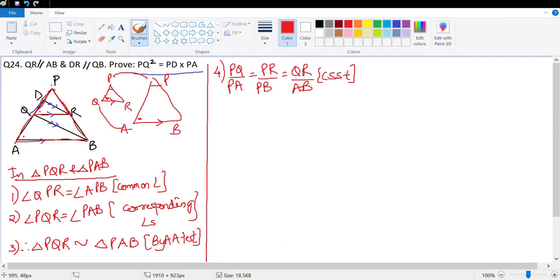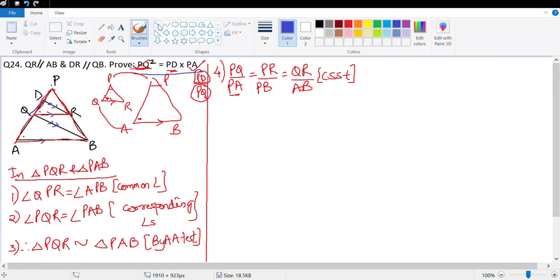I have no idea yet. I don't have a PD. I have a PA here, so I will need to get it equal. So I need to get it equal to PQ here somehow now, and I need a PD here. If I look at this, I've got a PQ and I've got a PA, which means PQ here in the denominator is missing and PD here in the numerator is missing.